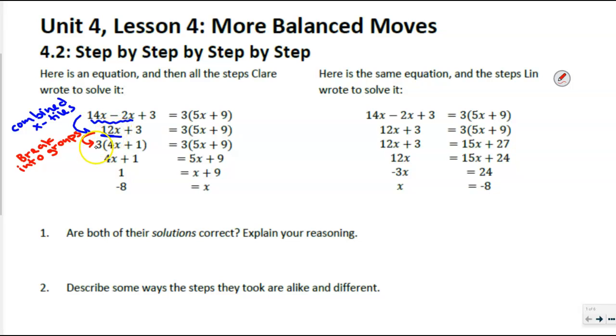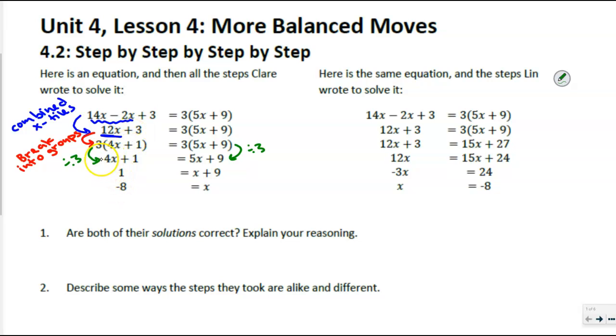So if 12 x tiles are split into 3 groups, that means I'm going to have 4 x tiles in each one of those groups. And if 3 unit tiles are broken up into 3 groups, that means I will have 1 unit tile in each of those groups. And now we can see a change is happening on the right-hand side, and a change is happening on the left-hand side. When you look really carefully, you can see that that change is we had 3 groups on each side, and now we are down to just 1 group. So we must have divided each side by 3. This is our first official solving step. All the remaining steps were just simplifying steps.